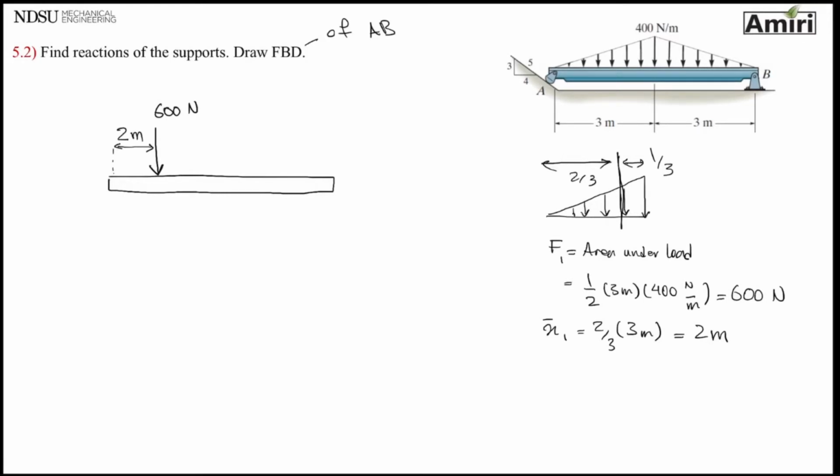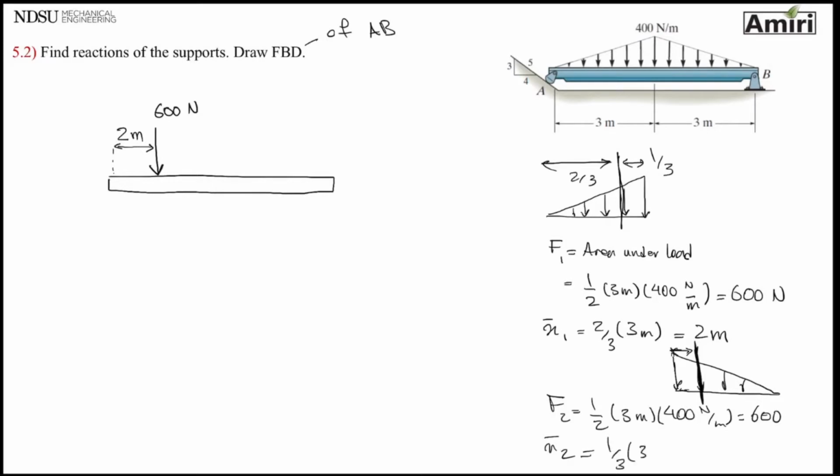Okay. I'll do the same thing for the second triangle. Area under curve, 1/2 of 3 meters by 400 Newton meters, so that is 600. X bar is 1/3 to the base, 1/3 of 3 meters, so that's 1 meter, plus I have another 3 meters right there, so that will equal 4 meters from point A. So I have another 600 newtons at a distance of 4 meters. Okay. So that was just my active forces.